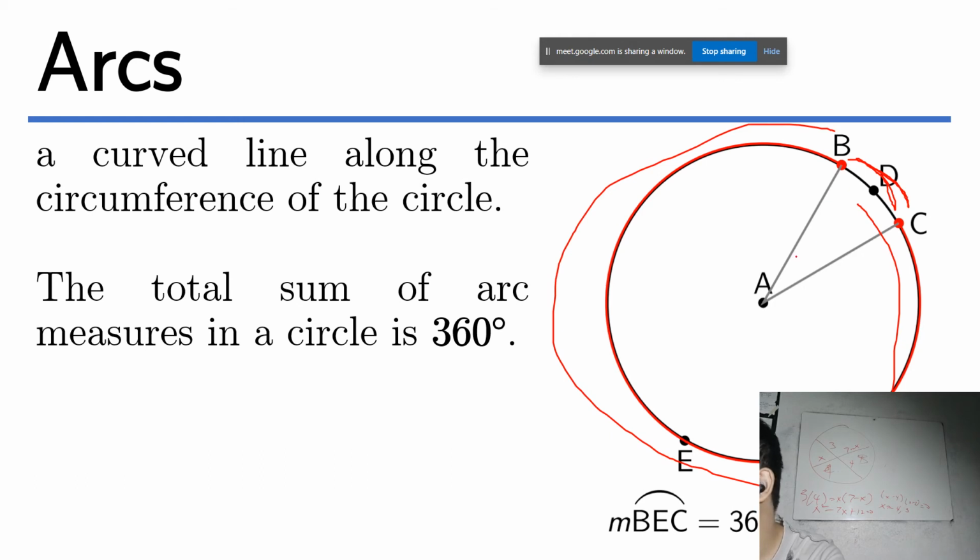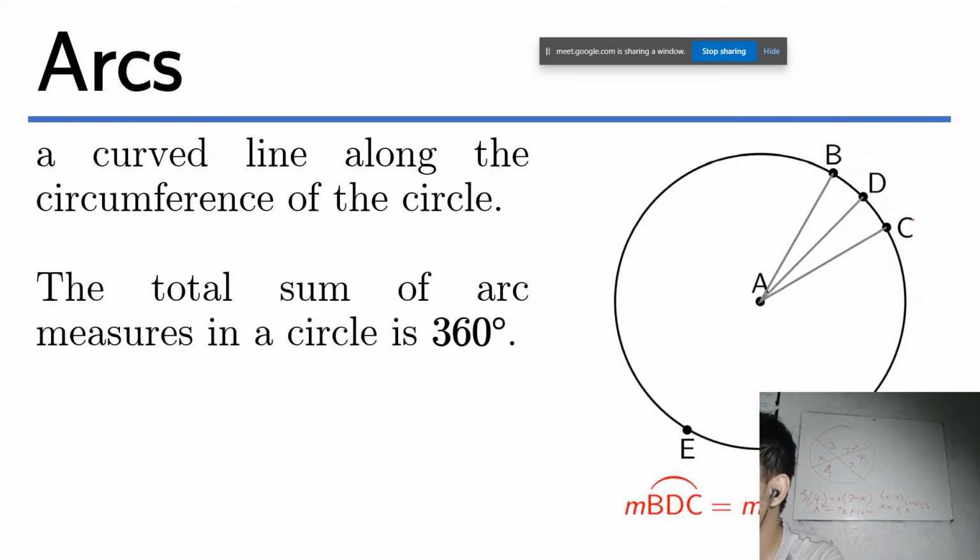And as we'll discuss in a while, itong measure nito equal yan kasi central angle, pero we'll discuss more of that later. Then, arc addition theorem states that yung measure ng arc nito can be expressed as the sum of two smaller arcs, BD plus DC.